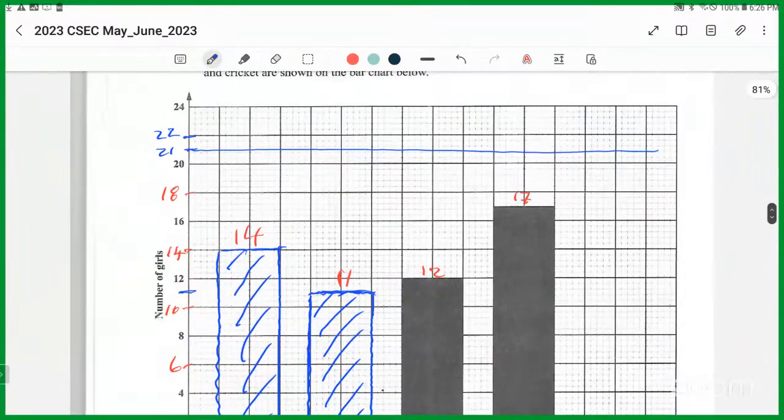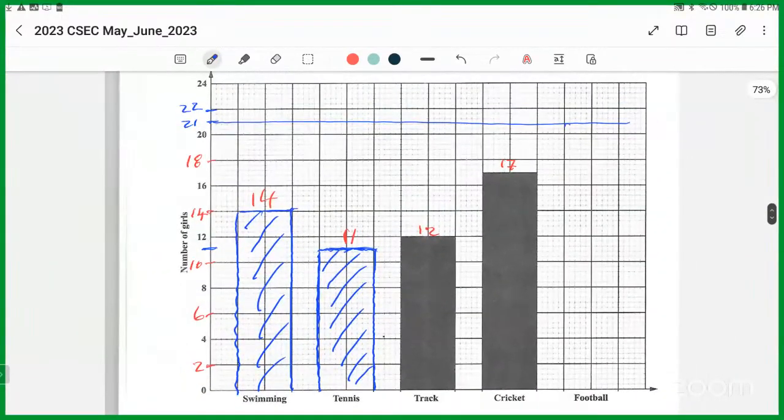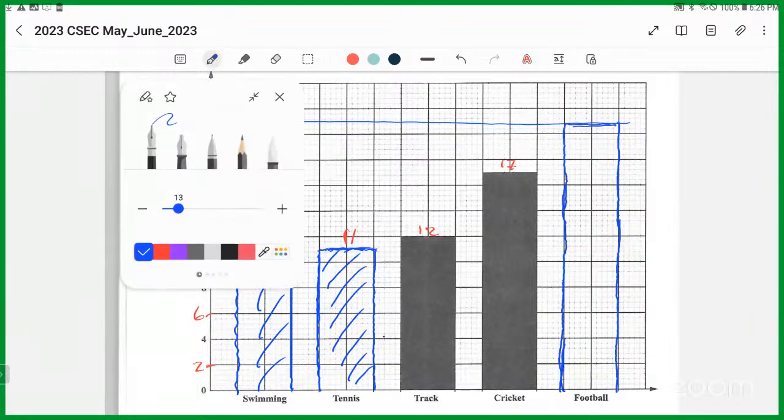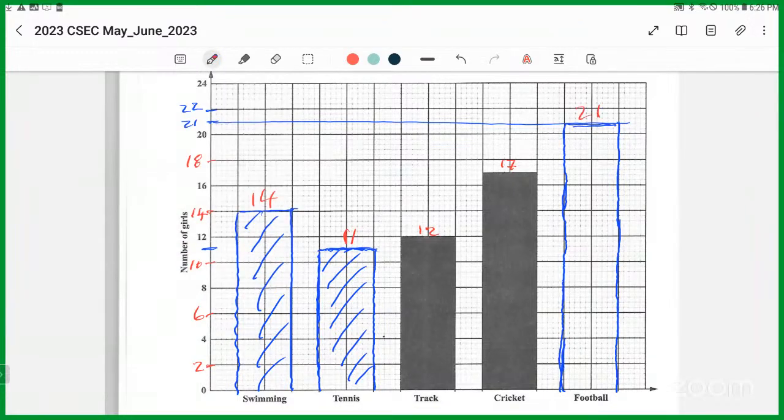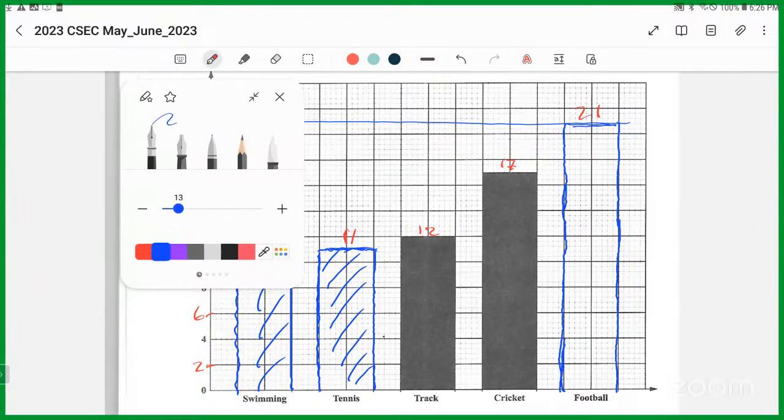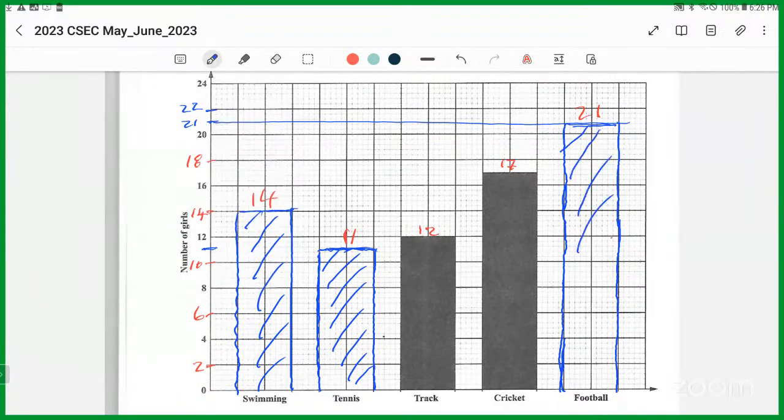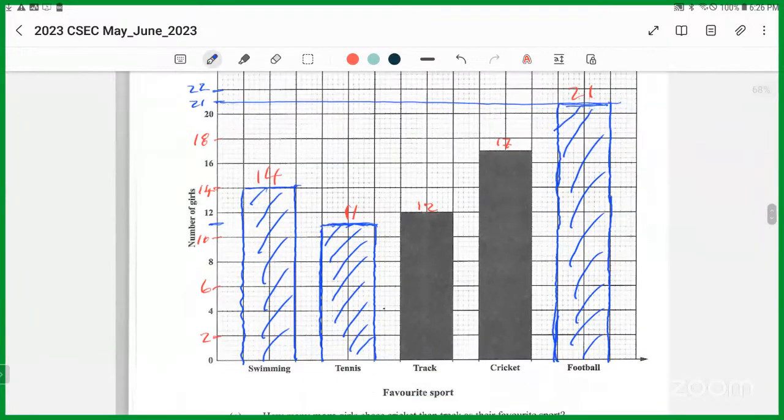All right, so that last bar coming up, right here. Football is the most popular sport. More people, 21. And that's your bar chart.